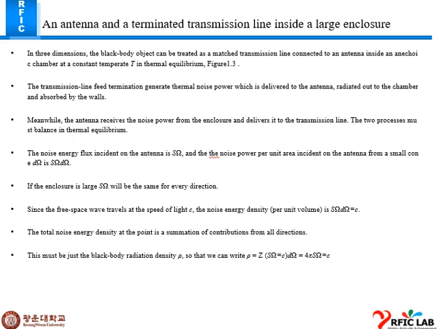The noise energy flux incident on the antenna, enclosed in a large space, will be the same in every direction. The free space wave travels at the speed of light c. The noise energy density per unit volume, and the total noise energy density at the point, is the summation of contributions from all directions.